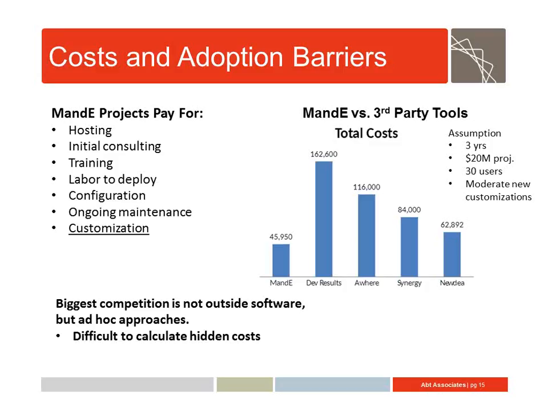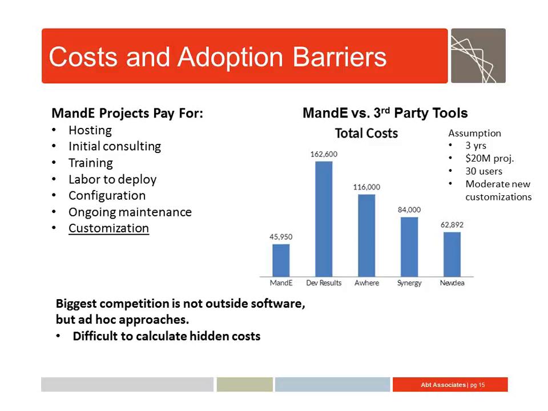So you might not be interested in this, but the idea is that MandE is more expensive than using Excel, but we try and keep it cheaper for app than it would be to get a third party. Dev Results is probably the industry leader, I think, in M&E tools.